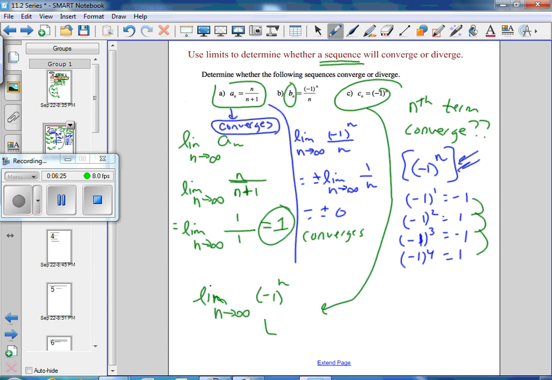So this is said to diverge. Okay, and that's nothing new, but we're just adding on the vocabulary. We're talking about sequences here.